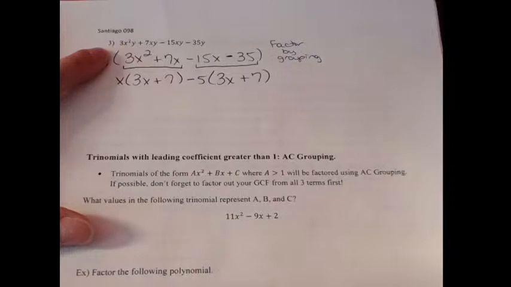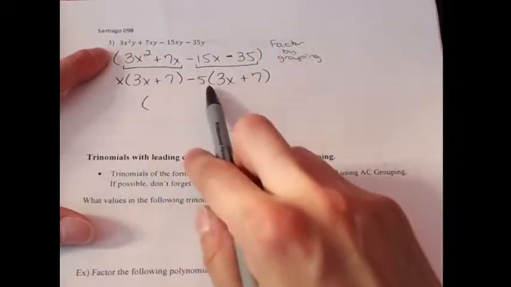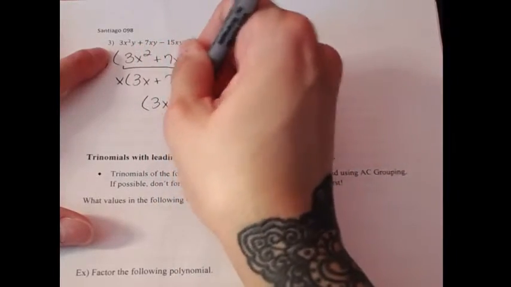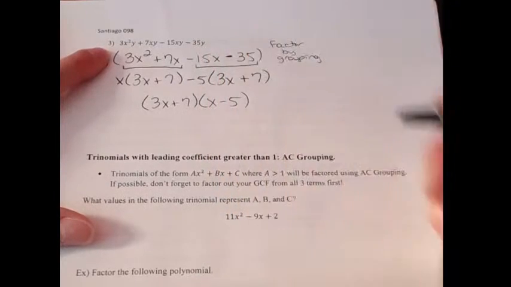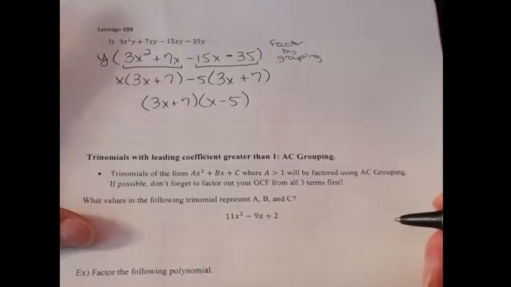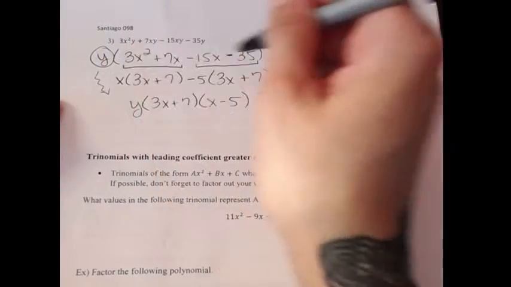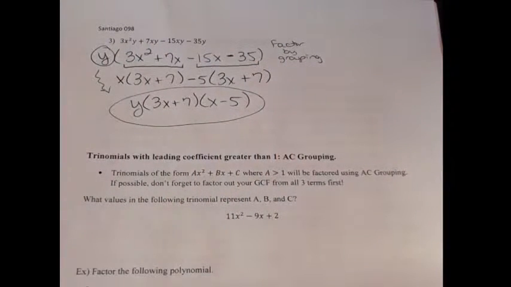Awesome. We just went from 4 terms to 2 terms, and now we need to factor one more time so that we are left with 1 term. My GCF for these 2 terms is 3x plus 7. I'm left with x minus 5 in my second set of parentheses. And then, of course, if I lift up my finger, I say, oh, I had my GCF here, which was y. So I'm going to bring that right down and call that my final solution.